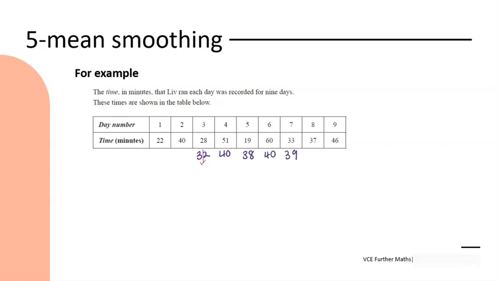Now, much like before, you may notice that we cannot find a value for day 8 or 9. So if day 8 has to be the middle of a group of 5, we would need data for day 10. So it's not possible to get data for day 8 and 9, and for the same reasoning, we're unable to find data for day 1 and 2.